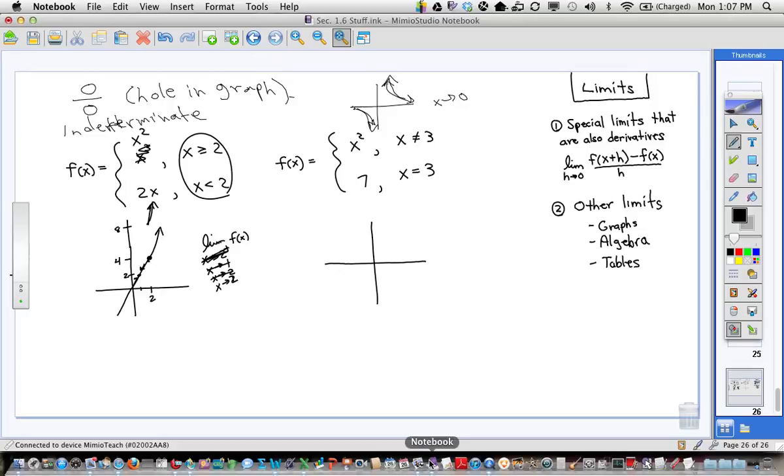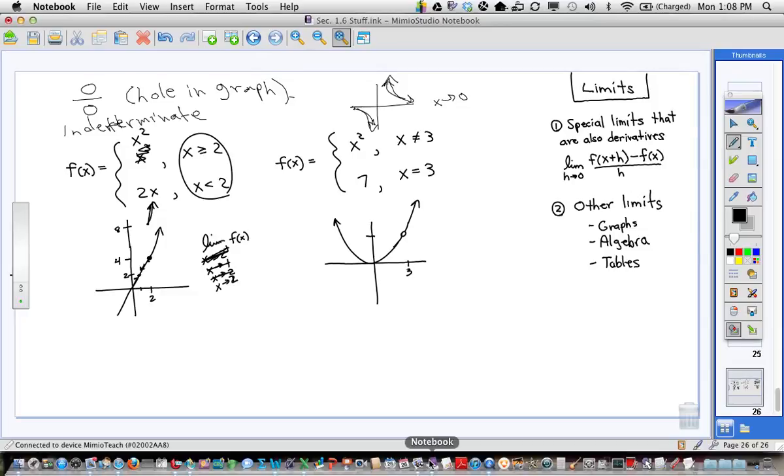It'd be a parabola, right? Except what? What would be happening at 3? There's a hole there. That's one way you can have a hole in the graph. Now they're going to show you another type of function that has a hole in the graph. These ones we've been doing, if we were to graph them, they have holes in them. But this one's going to have a hole right there at 3.